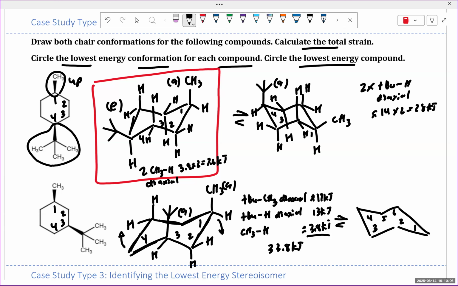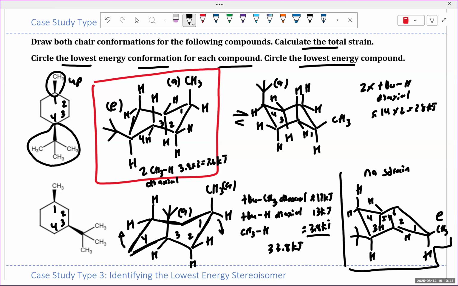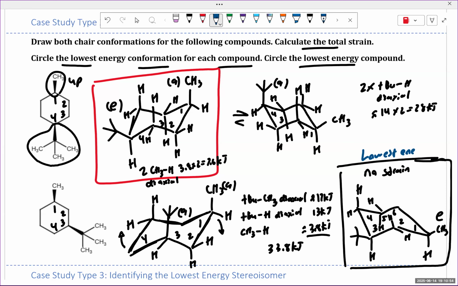1, 2, 3, 4, 5, 6. In this case, the methyl group is equatorial. And the tert-butyl group is also equatorial. So in the following conformation, there is no strain due to steric and torsional interactions. As a result, this conformation is the lowest energy conformation. Comparing these two lowest energy conformations, we have 7.6 kilojoules per mole of strain versus no strain. So this molecule here would be the lowest energy.